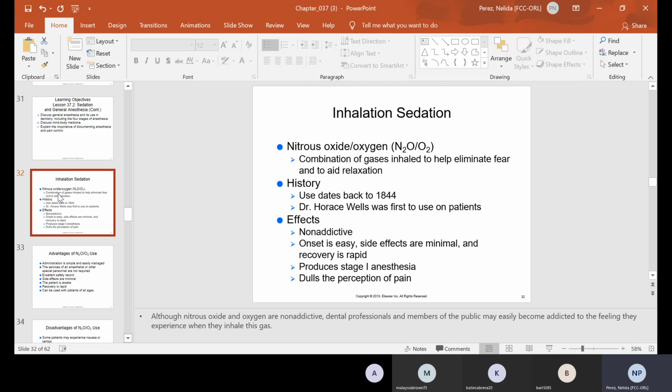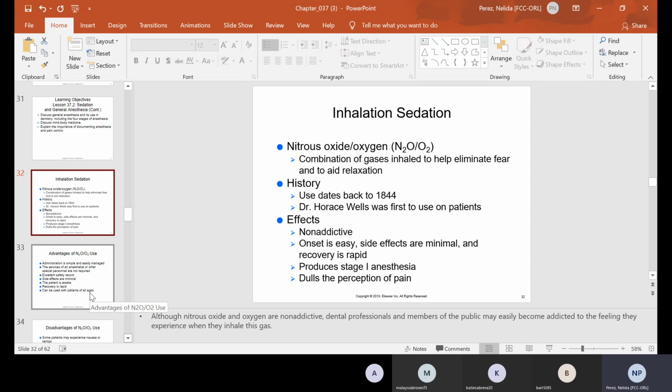Moving on to inhalation sedation. Now, if your office offers this, not everybody offers this. If they do, though, they will train you because every office is a little bit different in how they have the setup. But there are two things, the nitrous oxide and the oxygen, the combination of gases inhaled to help eliminate fear and to aid relaxation. This dates back to 1844. Dr. Horace Wells was the first to use it on patients. The effects are non-addictive, the onset is easy, side effects are minimal, and recovery is rapid. It produces stage 1 anesthesia and it dulls the perception of pain.